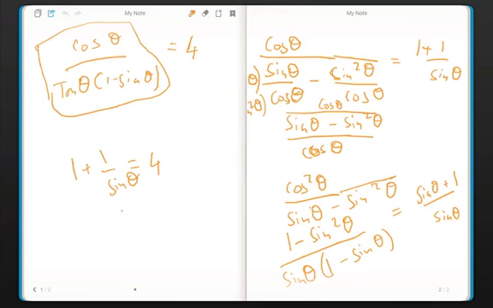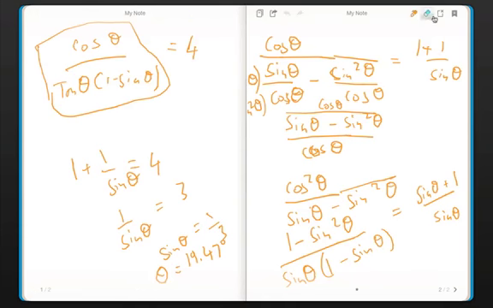Now make sine theta the subject of the formula. 1 by sine theta is equal to 4 minus 1, 3. Sine theta is equal to 1 by 3. And theta you can find in your calculator as sine inverse of 1 by 3, which is 19.47 degrees. Now I hope you've taken this down.